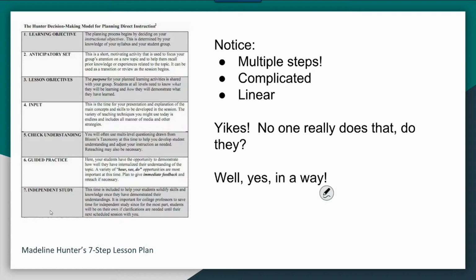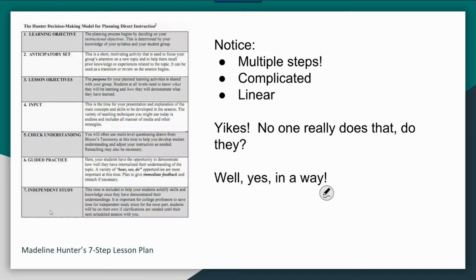Lesson planning. We're going to start there. How do you write an effective lesson plan? This is where I started back in the 1970s. Madeline Hunter was an educator from University of California, LA. And she came up with the 7-step lesson plan. I never even knew exactly what an anticipatory set was, but there it is, and I had to do it every day on a lesson plan. This is nuts. So we're not going here, okay?